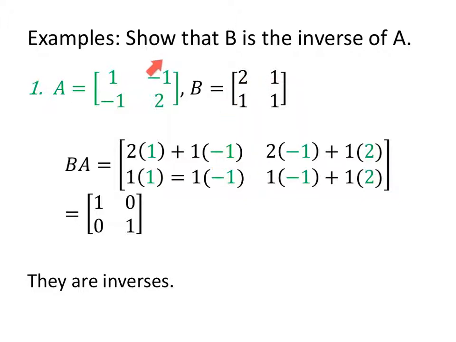Row 1, 2, 1, times column 2, negative 1, 2. Row 2 times column 1. This should definitely be a plus sign. I forgot to hit shift there, so let's just fill that in. My bad. Plus sign, typos happen. Row 2, column 2, 1 times negative 1 plus 1 times 2. And when we do the arithmetic again, we find that we get the identity matrix, and they are in fact inverses.